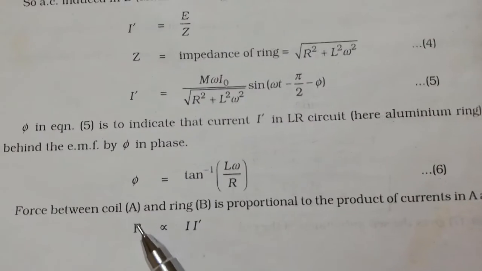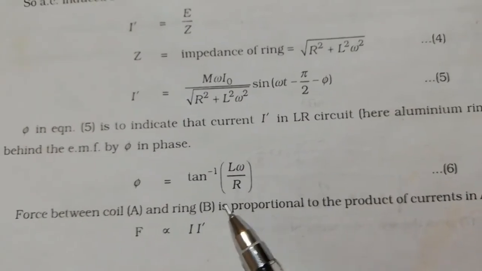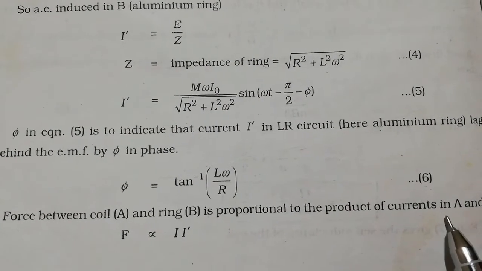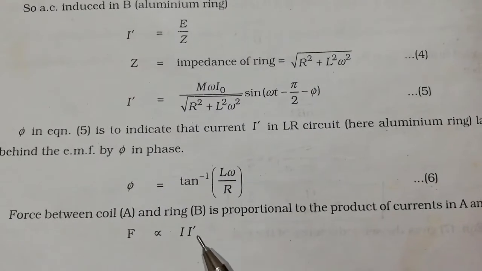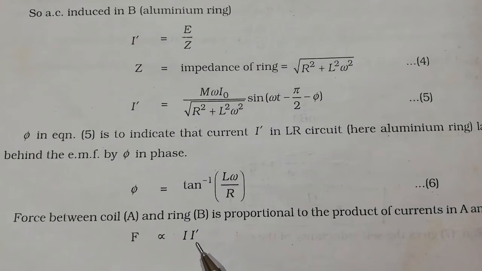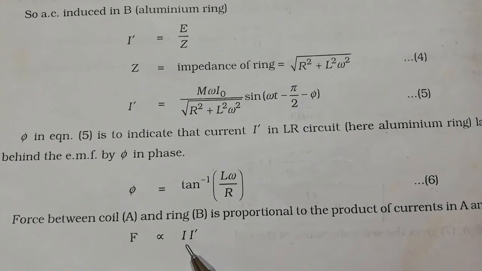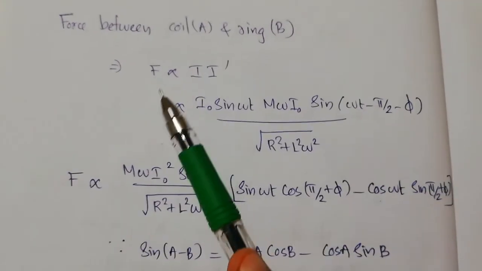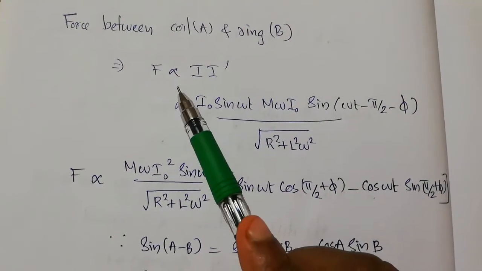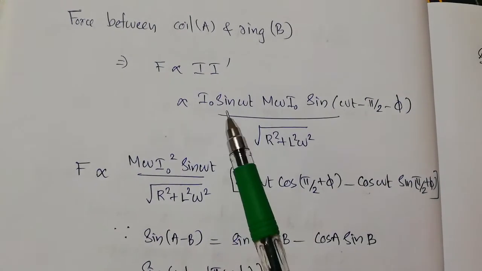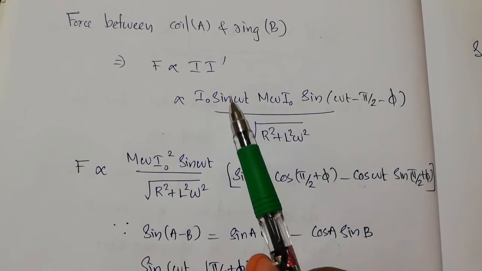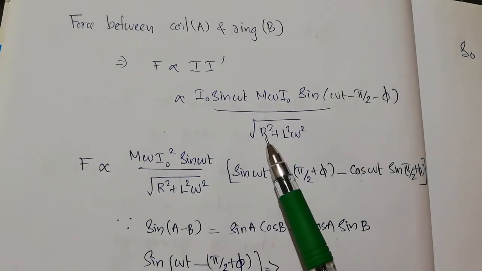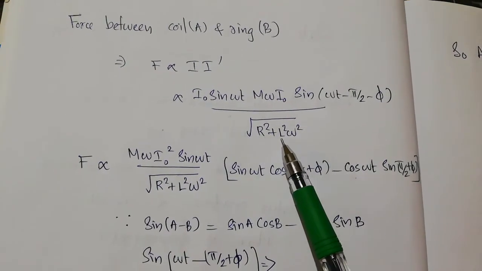Now, the force between the coil A and the ring B is proportional to the product of the currents in A and B. As we know, the current passing through A is I, and I prime is the current passing through B. So, the force is proportional to the product of I and I prime. That is, F is proportional to I I prime, where I = I0 sin omega t, and I prime = M omega I0 sin(omega t - pi/2 - phi) divided by root of R square plus L square omega square.